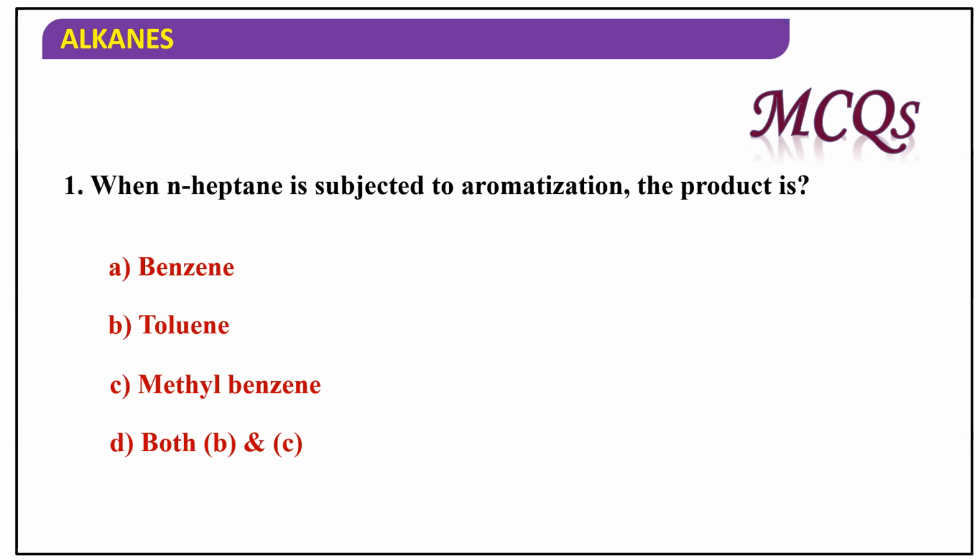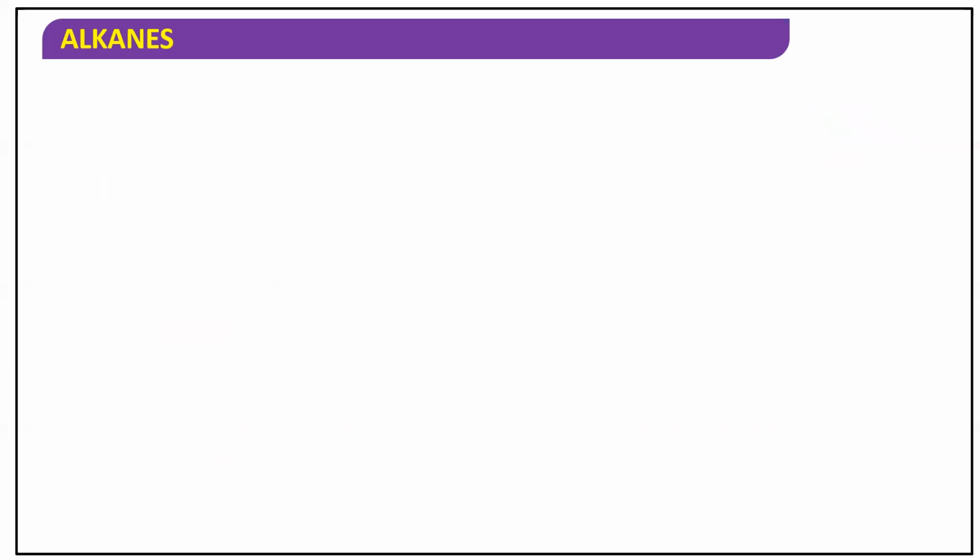Why am I saying it can be one of the answers? Because methyl benzene has a common name. And what is a common name? Yes, the common name of methyl benzene is toluene. So toluene is the common name. So therefore, when you look at this question here, option B says toluene, option C says methyl benzene. So your answer will be both B and C. Got that?